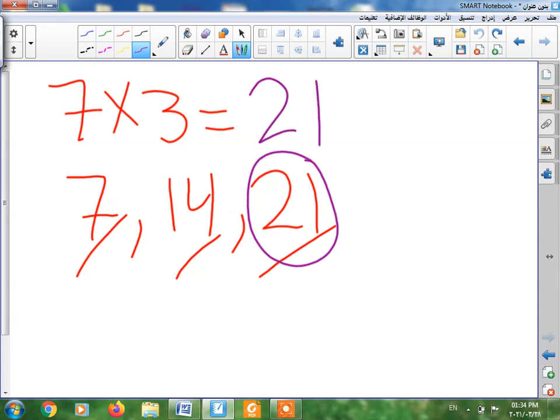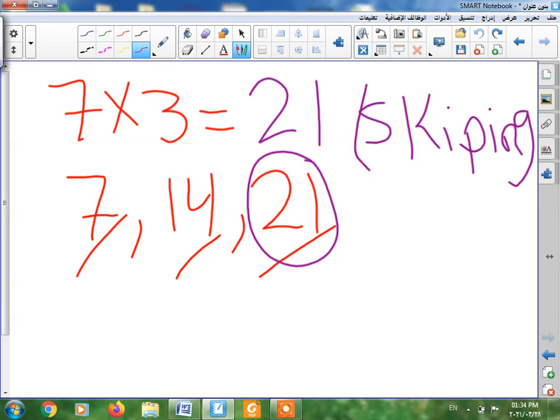When we find the product in multiplication, we must use the skipping way. Skipping to find the product. Okay?